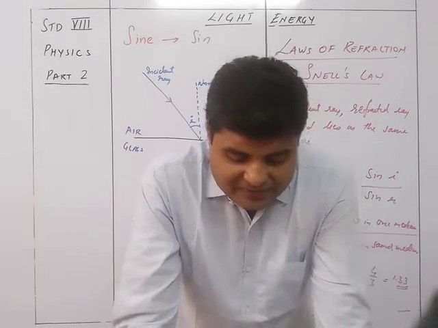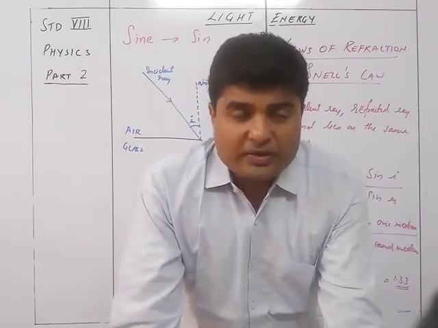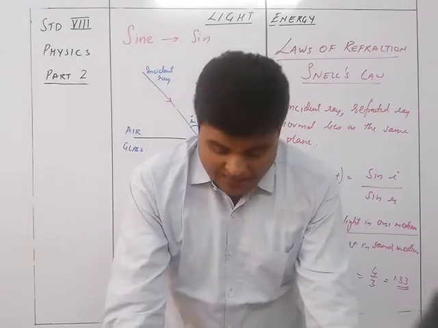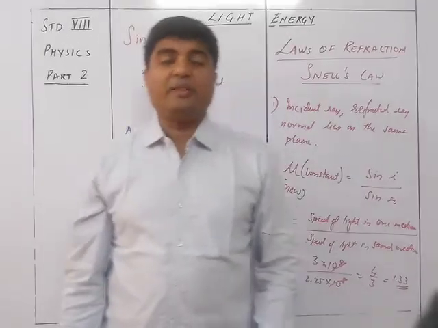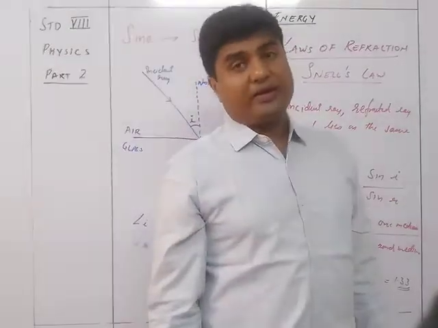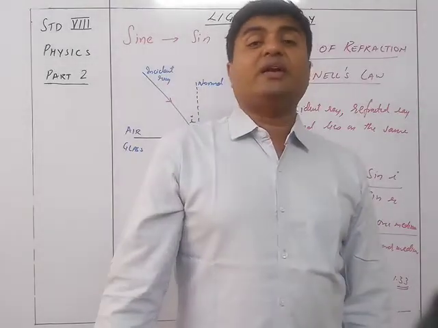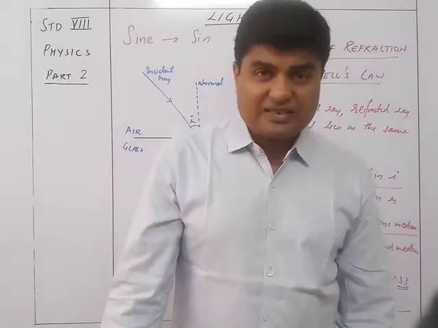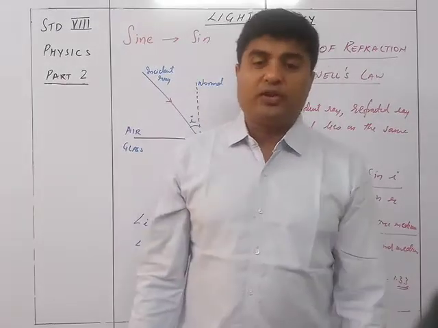Similarly, if the ray of light is traveling from air to glass, the refractive index of water is 1.33, and for glass it is going to be 1.5. So the refractive index will be 3 into 10 to 8 upon 2 into 10 to 8, that is 3 upon 2, which is nothing but 1.5. So that's why the refractive index of glass is 1.5. The refractive index of water with respect to air is 1.33.